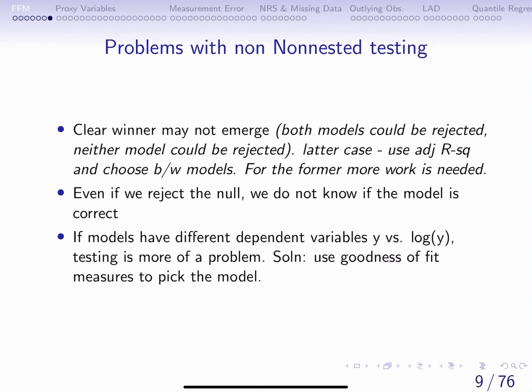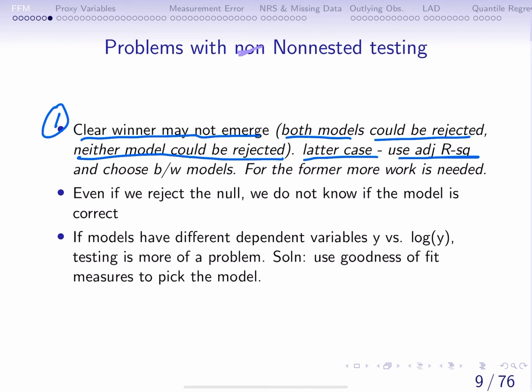There are a few problems with non-nested testing, okay? You could encounter a situation where a clear winner may not emerge, right? So you basically do this F-test and both models could be rejected, or neither model could be rejected, right? So if that is the case, then you basically use the adjusted R-square to choose between the models, okay?